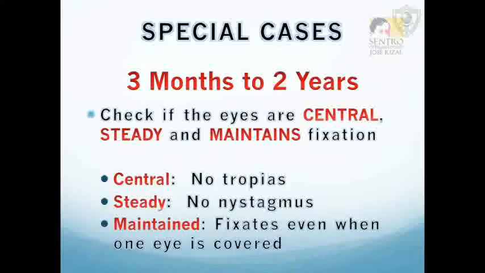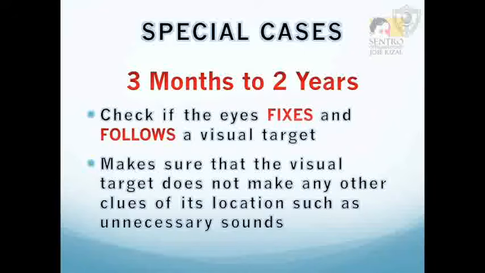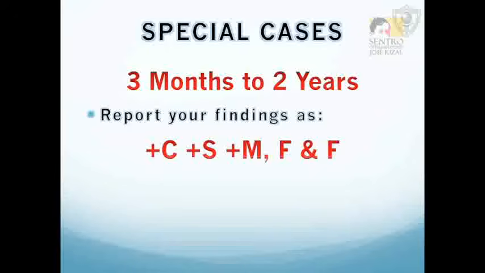For patients who are 3 months to 2 years of age, determine visual acuity by checking if the eyes are central, steady, and maintain fixation. Central, meaning there are no tropias. Steady, meaning there is no nystagmus. And maintained, meaning it fixates even when one eye is covered. Check if the eye fixes and follows a visual target. Make sure that your target does not give any other clues of its location, such as unnecessary sounds. Report your findings, if normal, as positive C, positive S, positive M, F and F.